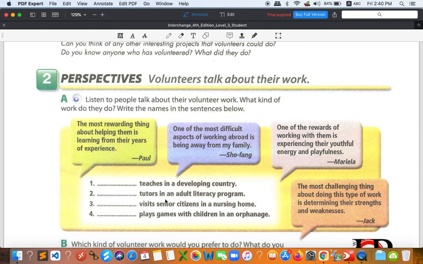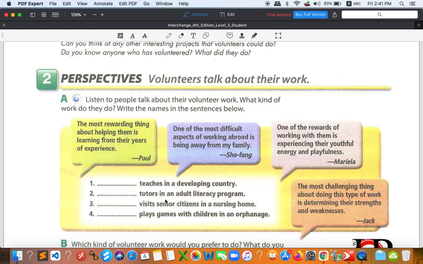Okay. So the first one, Paul. The most rewarding thing about helping them is learning from their years of experience. So the word rewarding means satisfying, just like happy. All right. So let's say the happiest thing about helping them is learning from their years of experience. This is from Paul.